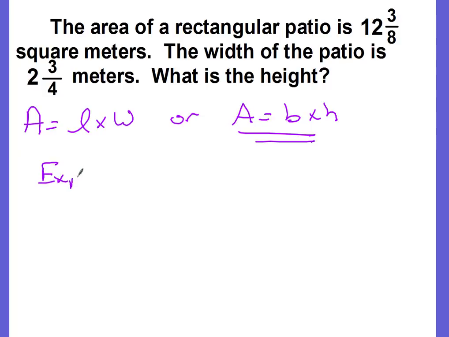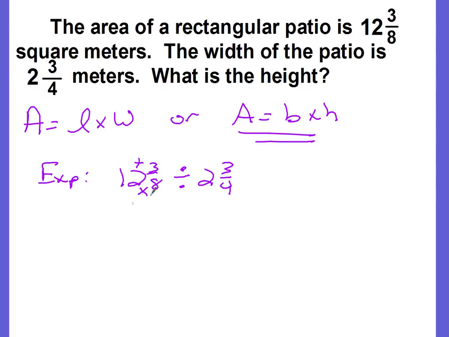Always write your expression first. That way you can see what it is you're doing. So if we're dividing, what is our dividend? What is the whole amount that we're given, or the total amount? We're given the total area is 12 3/8, and we're going to divide that by the width of the patio, 2 3/4. Okay, it is division. We do know that we're going to do leave, change, reciprocal, but first everything has to be in fraction form. So we're going to have to multiply and add, change these mixed numbers to improper.